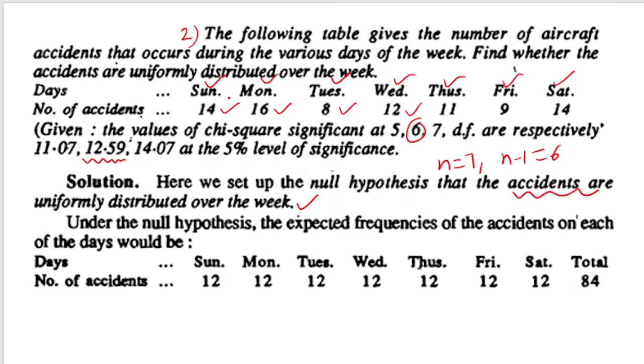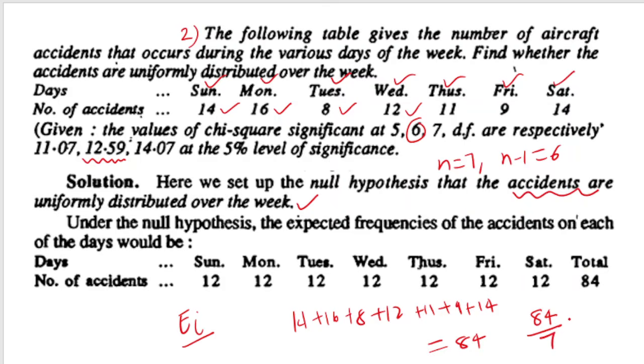But if you have to calculate the EI, meaning the expected number of accidents if they are uniformly distributed, what do we have to do? First we have to take the sum of all the accidents. 14 plus 16 plus 8 plus 12 plus 11 plus 9 plus 14 comes to 84. And if 84 accidents occur in 7 days, then on average 12 accidents should occur daily.